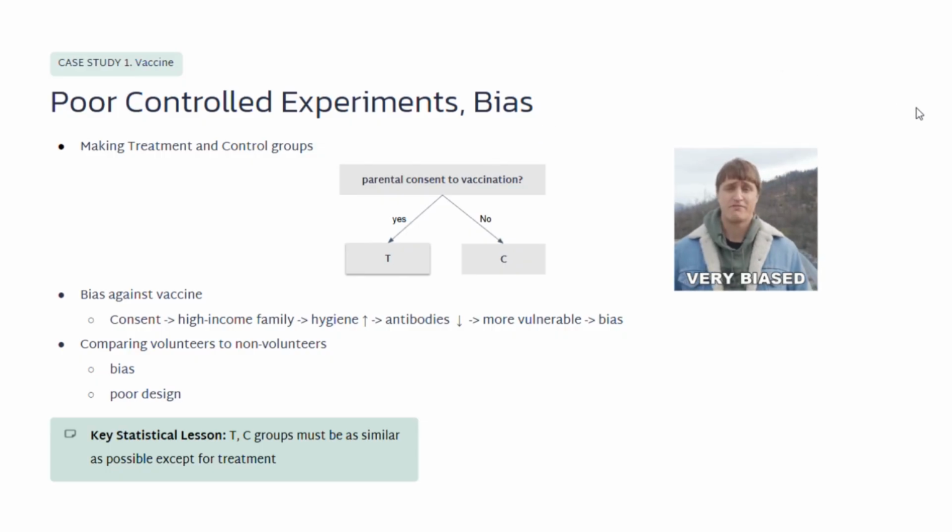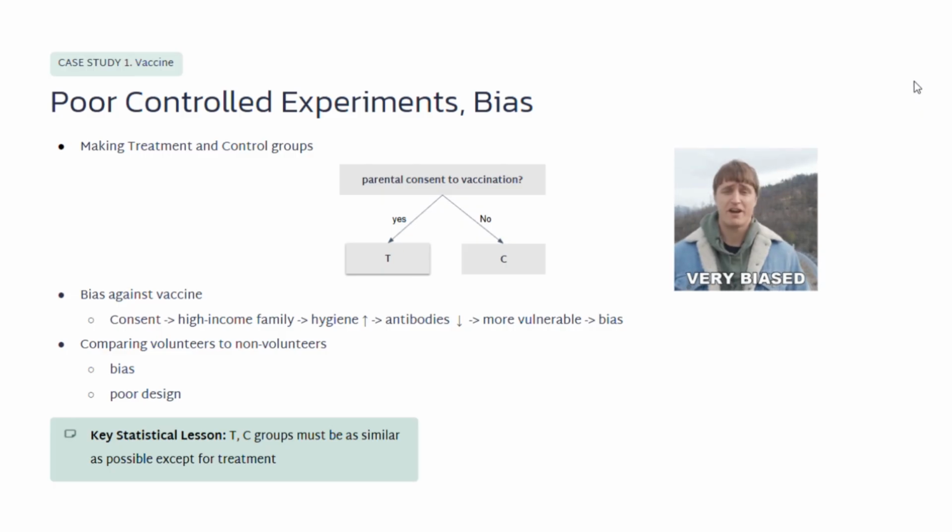One possible design is that you say, okay, the children whose parents consent to the vaccine, consent to the treatment, you put them in the treatment group and they get the vaccine, and the other kids whose parents didn't consent to vaccination, you put them in the control group. Then you say this is a controlled experiment. But the problem is that this way you introduce bias against vaccination, and that's why this is a poor design of experiment.